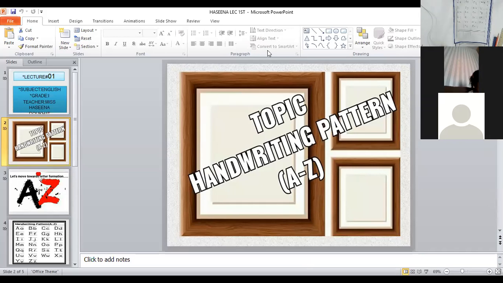Hope you all have understood this topic. Now, in homework, you will write these alphabets from A to Z in your rough copy two times. Okay? Neat and clean. Your homework is in handwriting pattern from A to Z.